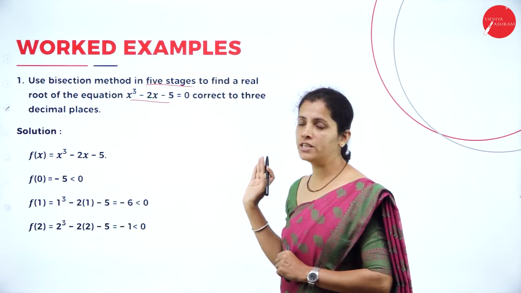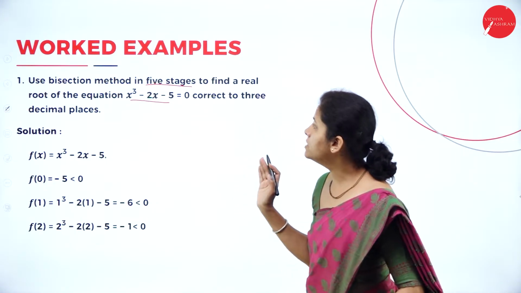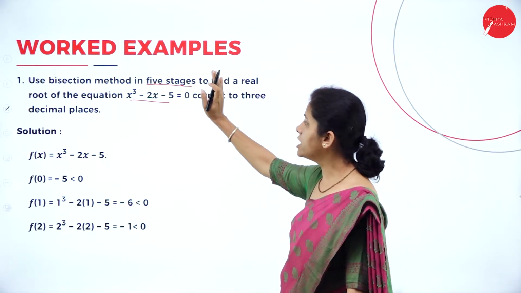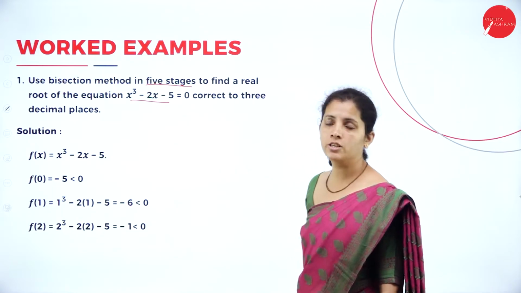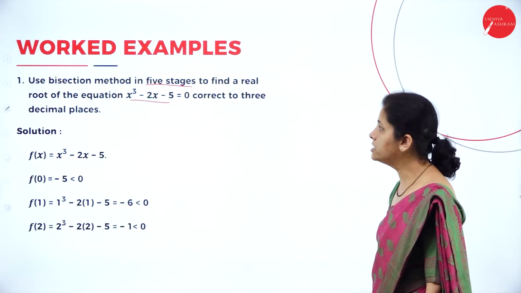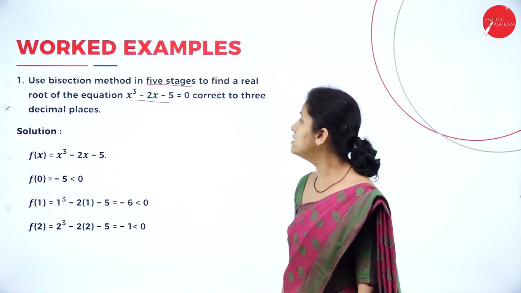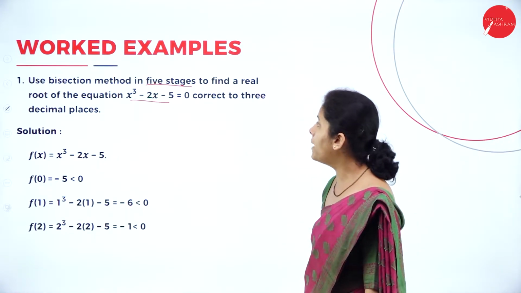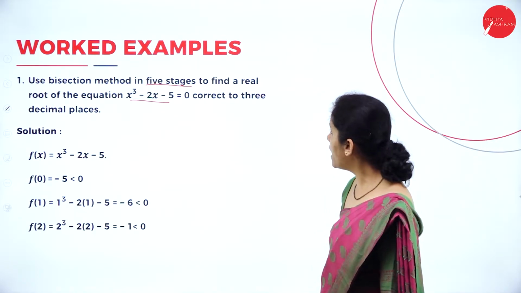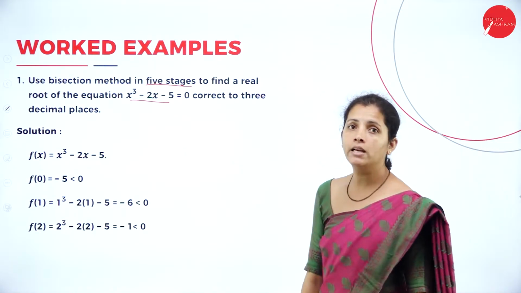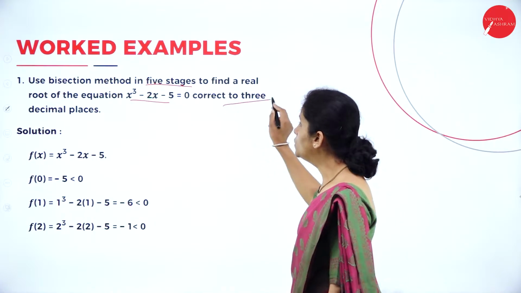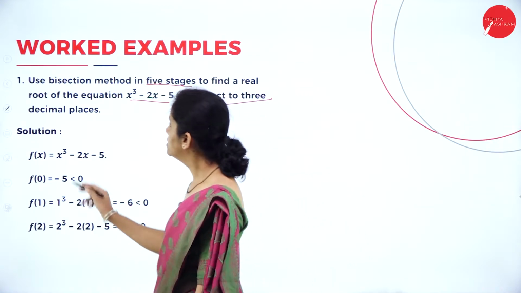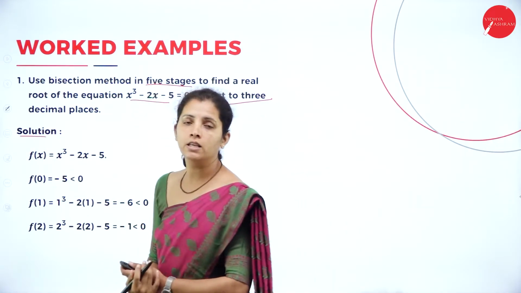I repeat the question. Use the bisection method in 5 stages to find a real root of the equation x cube minus 2x minus 5 equal to 0, correct to 3 decimal places. So, dear student, let me find the solution.